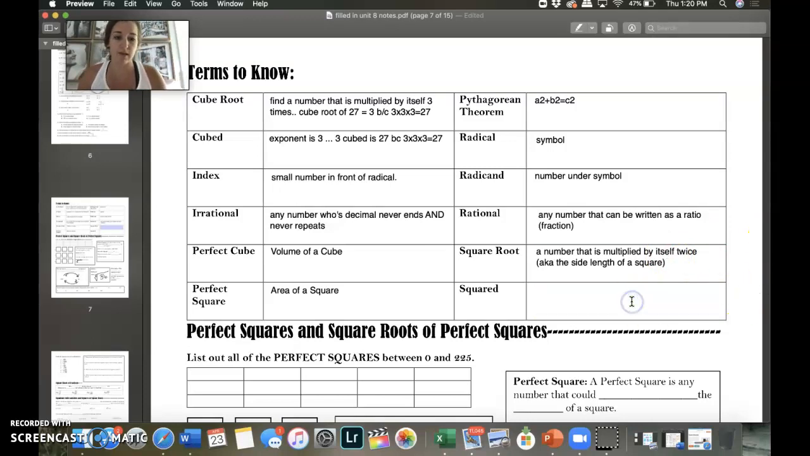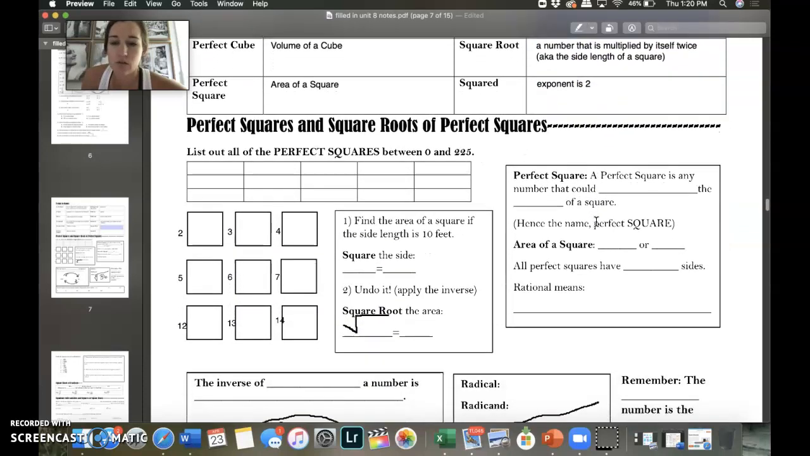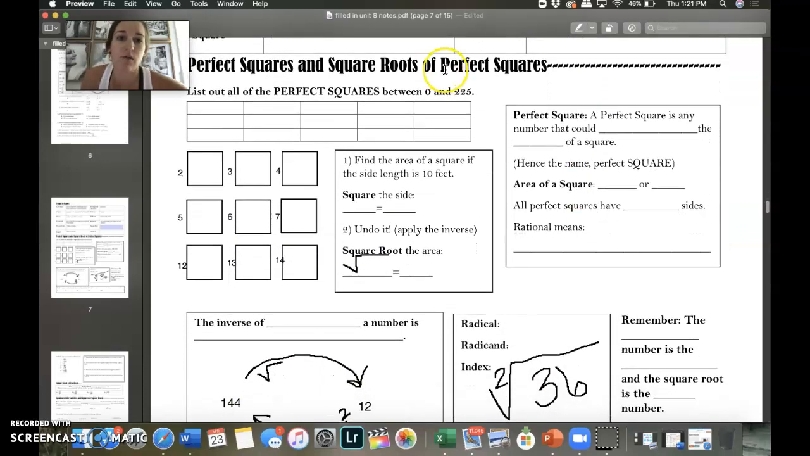All right, so squared means to multiply, let's just say the exponent is 2. Right? So if I were to square 9, that means 9 times 9 is 81. All right, so anyways, we're going to scroll down to where it says perfect squares and square roots of perfect squares. So list out all the perfect squares between 0 and 225.